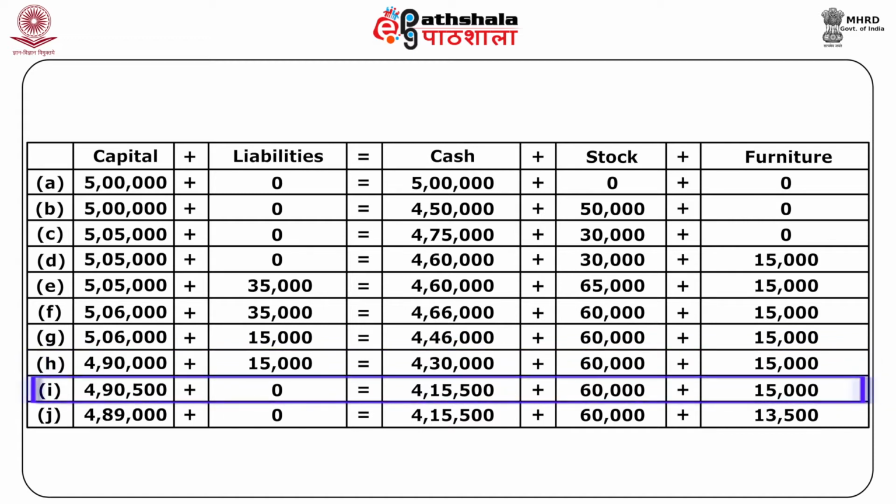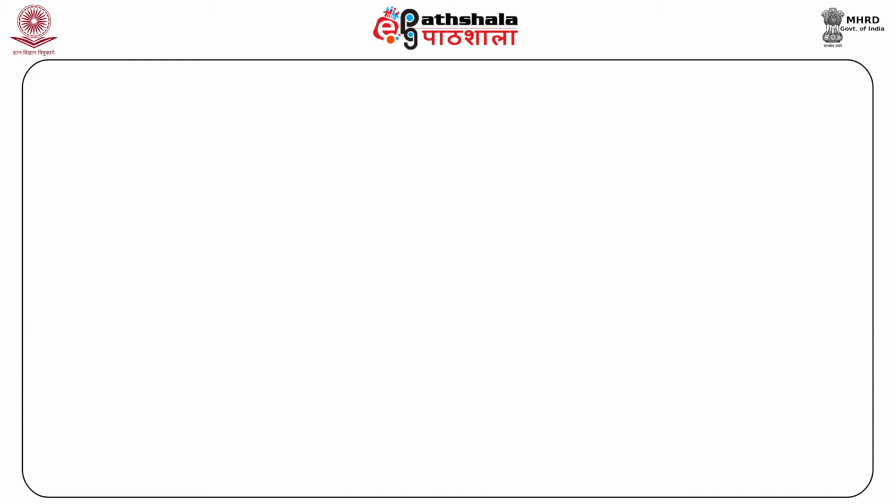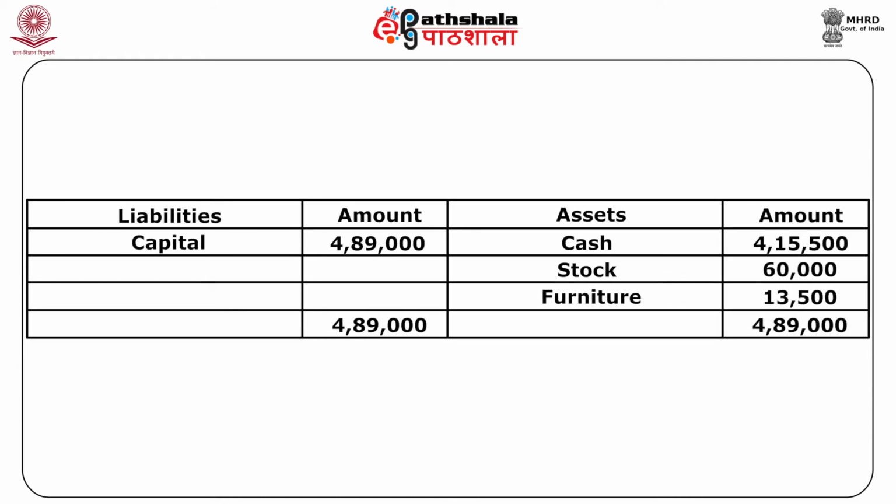Then the I part will give you 4,90,500 of capital plus 0 liability, which will give you cash of 4,15,500 plus stock 60,000 plus furniture 15,000. And J part will give you 4,89,000 capital plus zero liability, which will give cash of 4,15,500 plus stock 60,000 plus furniture of 13,500. Now let's come to the balance sheet, where on the liability side we have capital of total 4,89,000, and on the asset side we have cash of 4,15,500, stock 60,000, furniture of 13,500, which will amount to total again 4,89,000.